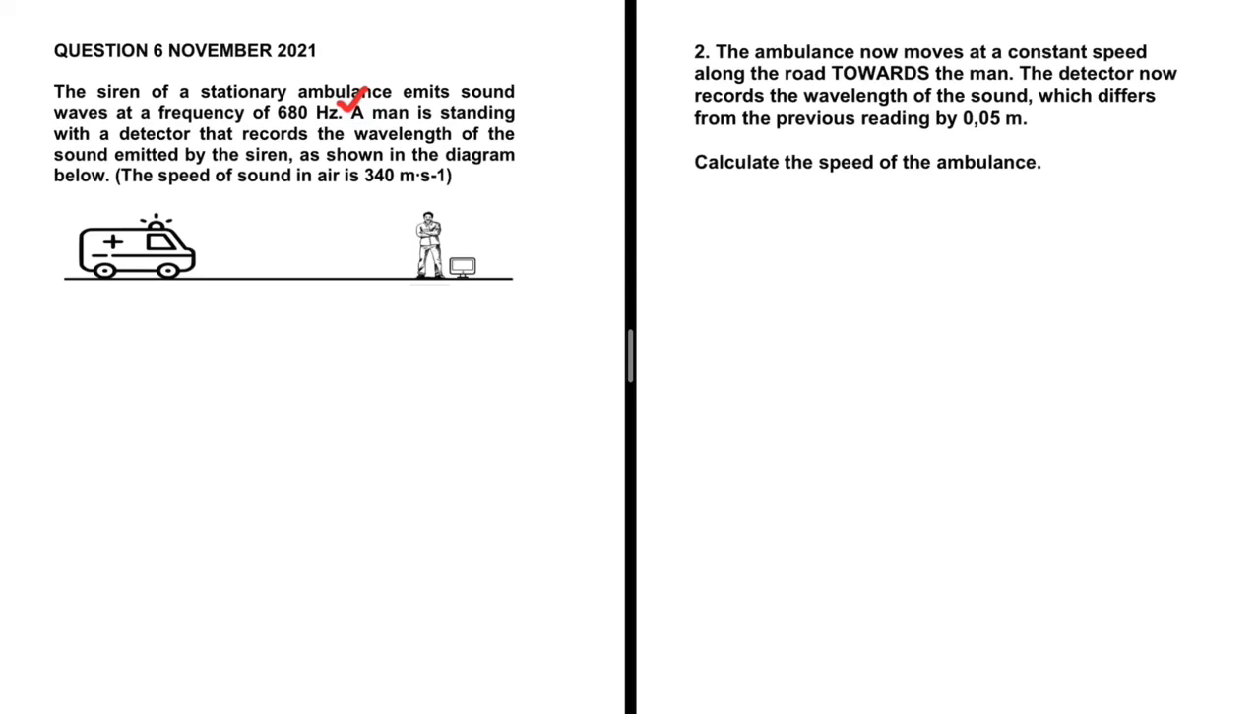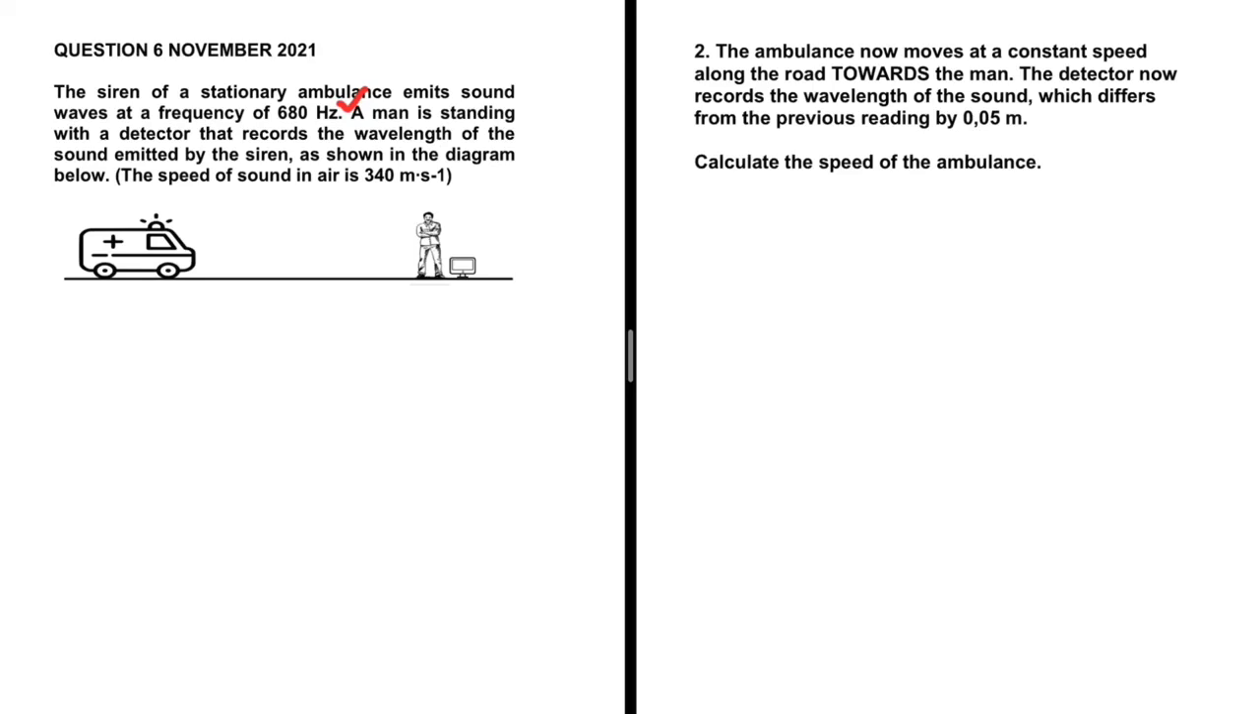So the wavelength has changed. It now differs by 0.05 meters. But did it increase by 0.05 meters or did it decrease? The ambulance is moving towards the man. So the wavelength decreases so that the frequency can increase.